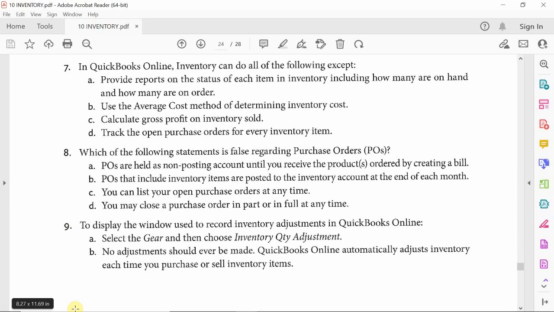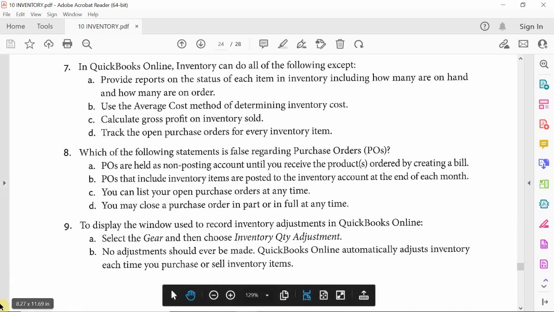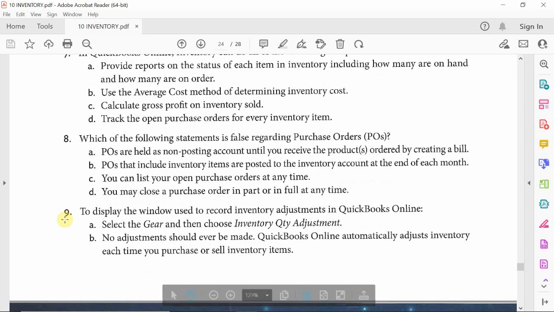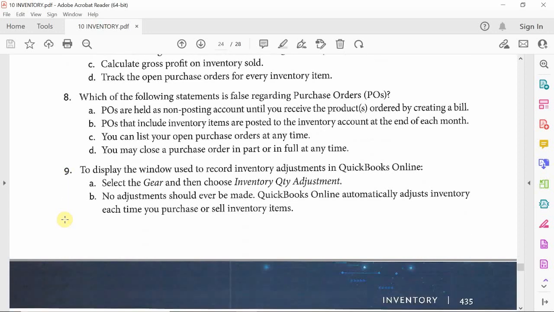Letter C, you can list your open purchase orders at any time. Yes, by looking at your purchase orders, you can see how many you have open and which ones are closed. And D, you may close a purchase order in part or in full at any time. We just saw an example where we closed out the metal and the bronze picture frames when there were 10 left that needed to be given to us. We closed them out at any given time. So in this case, D is true. Therefore, the only false one is B.